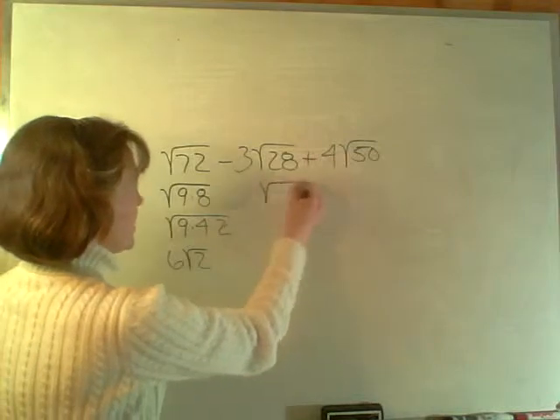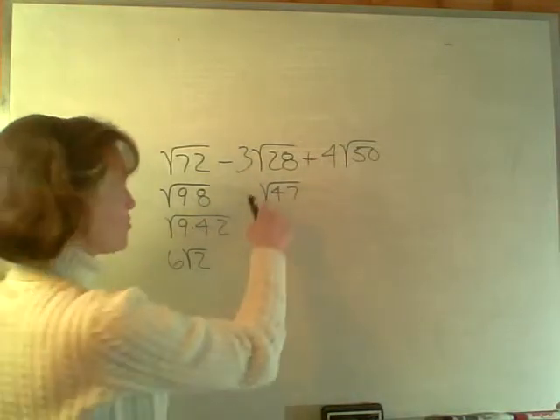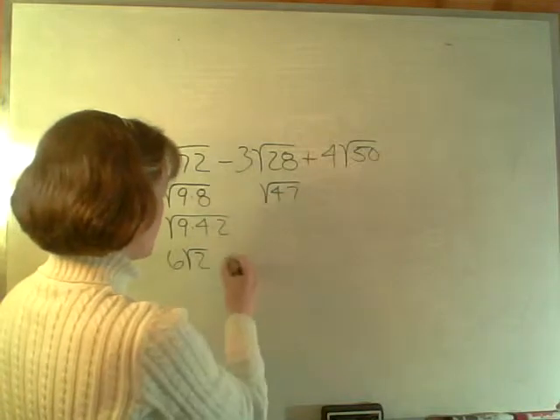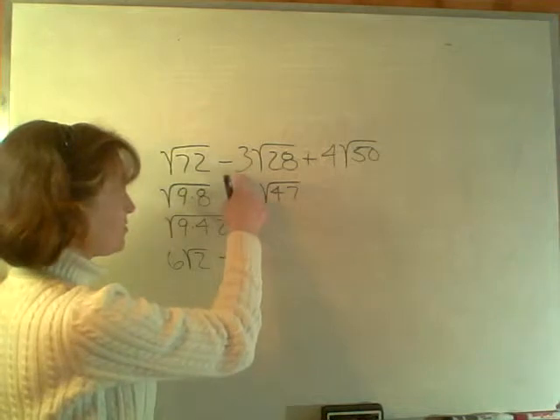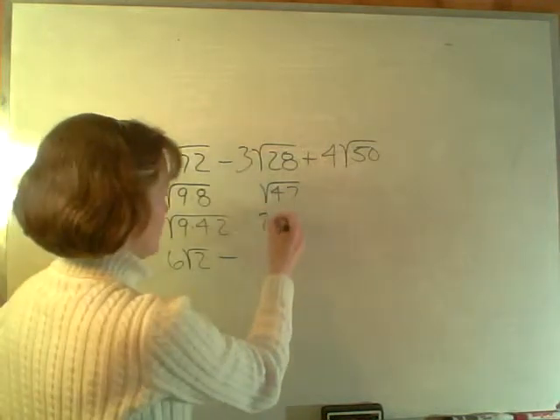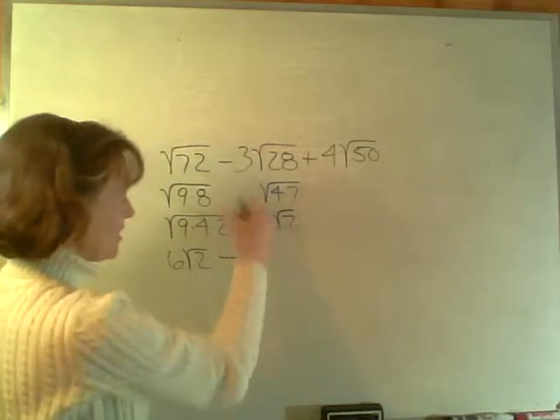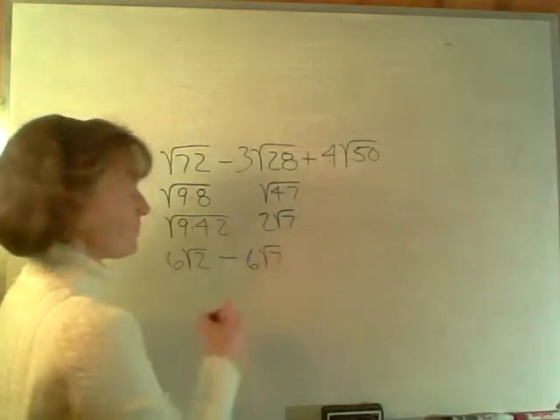The square root of 28 is 4 times 7. All right, well, the square root of 4 is 2, so I can rewrite this as 2 square root of 7. But remember, there's already a 3 outside, so that 2 is multiplied by this 3. So I really have minus 6 square root of 7.